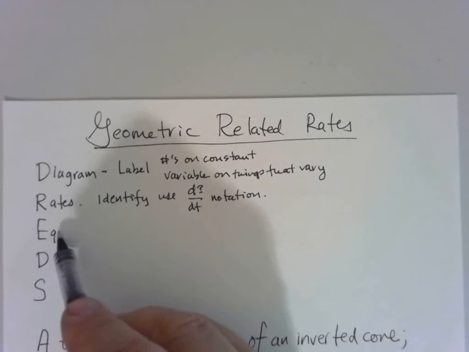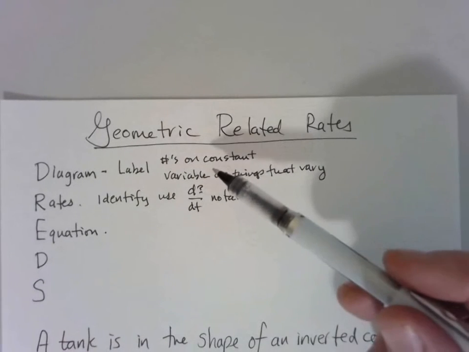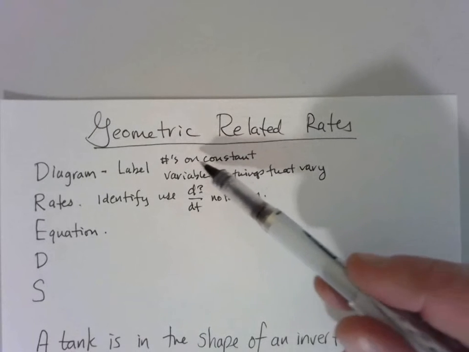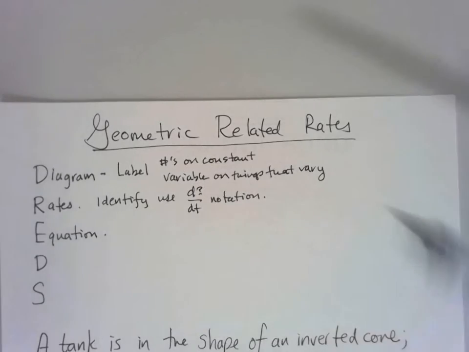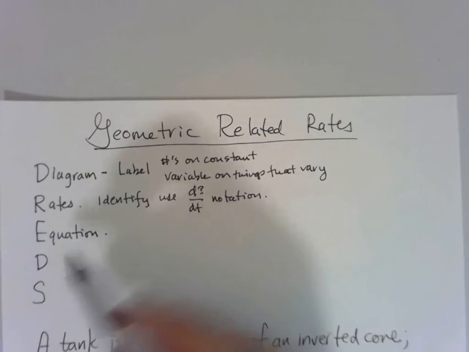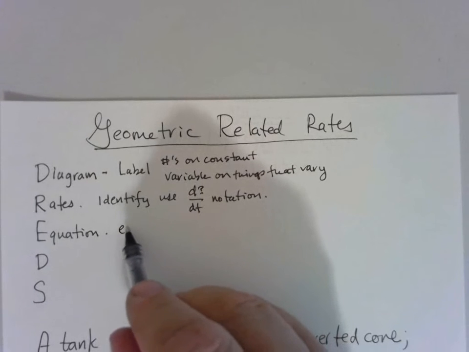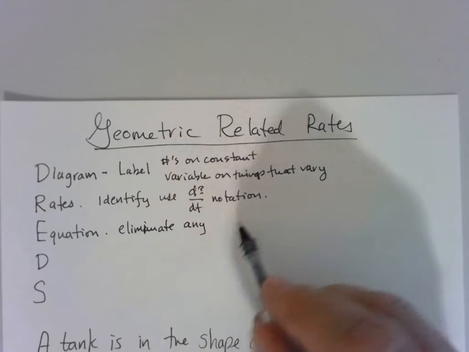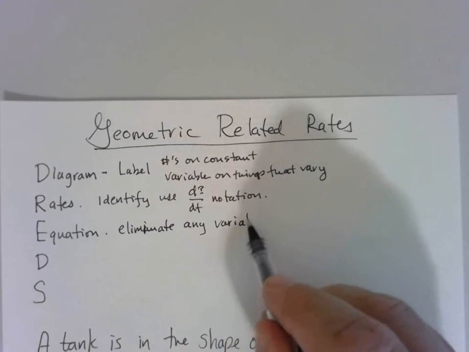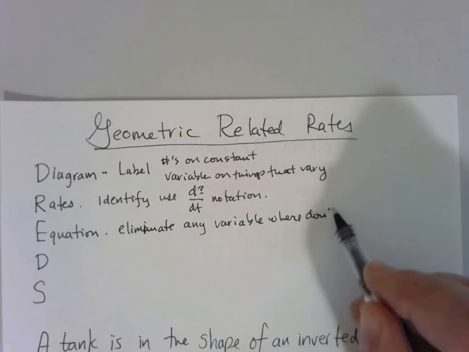Next, you're going to write an equation. And the equation is going to be geometric in nature. It's going to come from the geometry that you've drawn in the diagram up here. You'll see down below. Once you've got the equation, oh, and by the way, you should eliminate any variables where you don't care about rate.